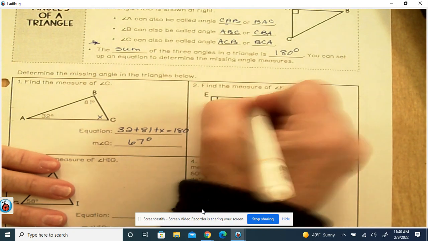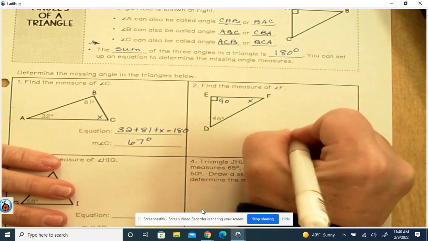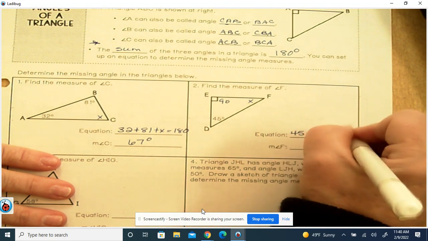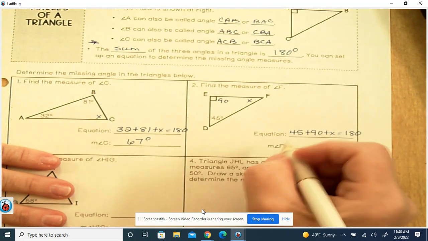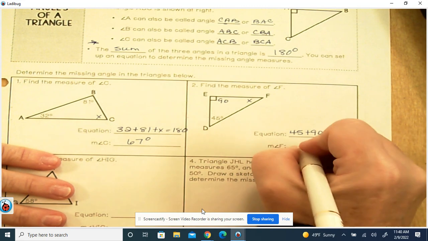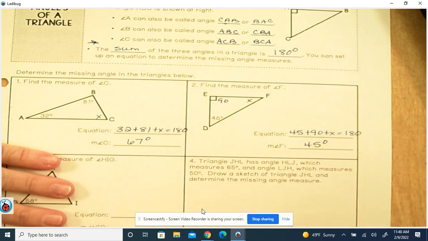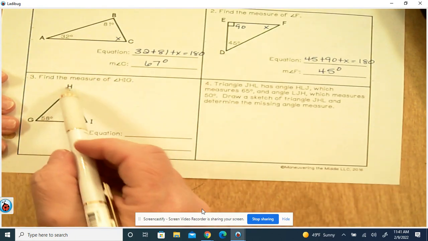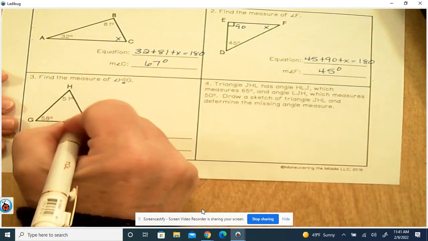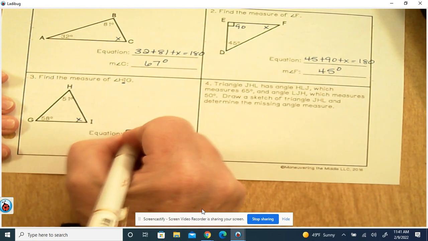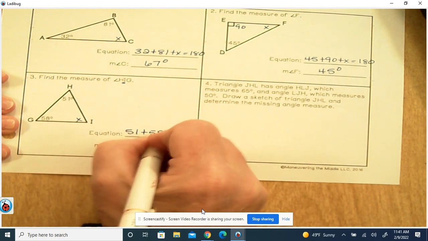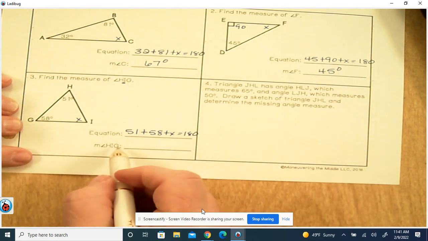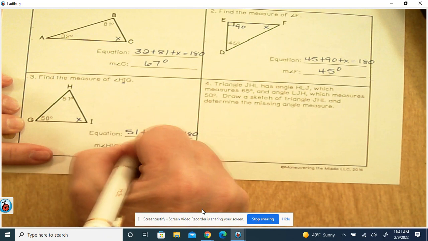This tells us this is 90. This is X. So we have 45 plus 90 plus X equals 180. Put those in the calculator, and the measure of angle F is going to be 45 degrees. All right, now we're going to find the measure of HIG. I is in the middle, so that's that right there. So we have 51 plus 58 plus X equals 180, and the measure of HIG, if you put all that in the calculator, is 71 degrees.